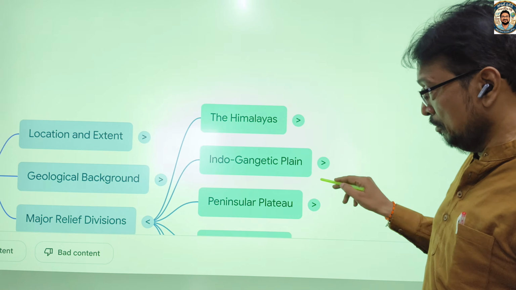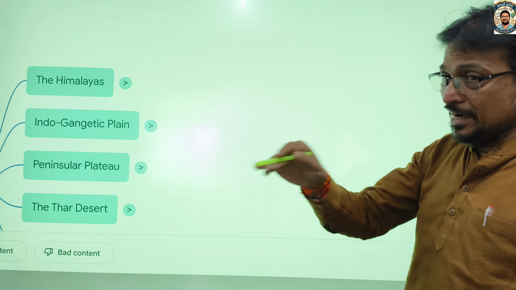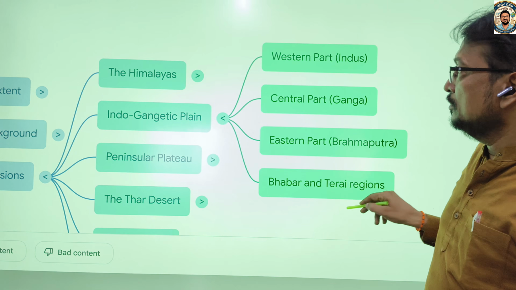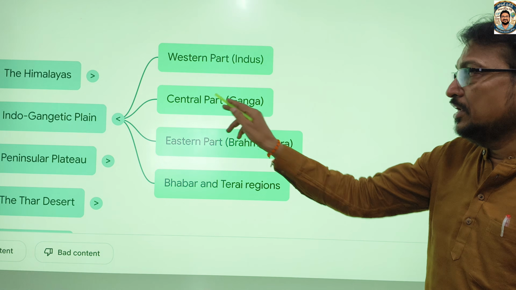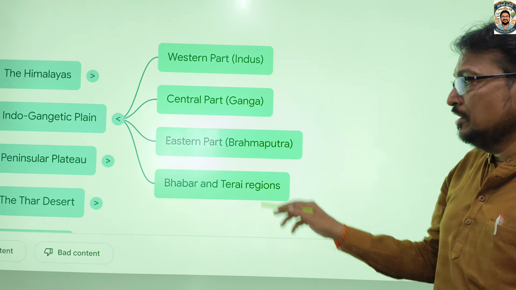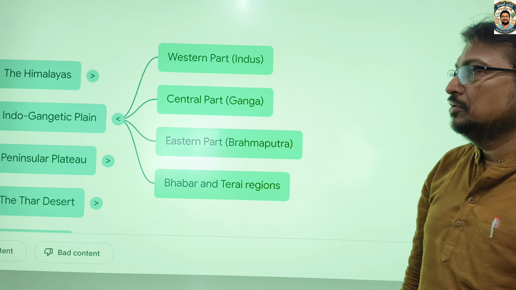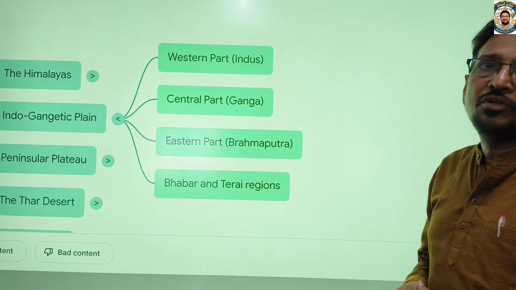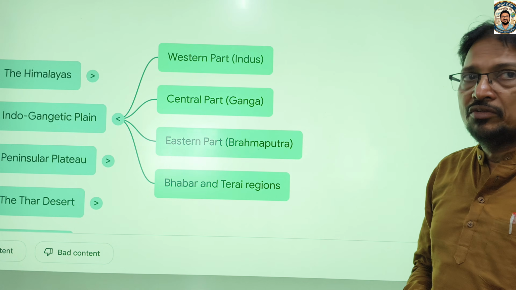Next, about the Indo-Gangetic Plain. Already I explained in that map. The Indo-Gangetic Plain has 3 parts: Western, Central, and Eastern. The western part is influenced by the Indus River, the central part is influenced by the Ganga River, and the eastern part is influenced by the Brahmaputra River. Along with this Indo-Gangetic Plain, above the Indo-Gangetic Plain, two other geographical features are there. They are Babar and Terai. What is Babar and what is Terai?